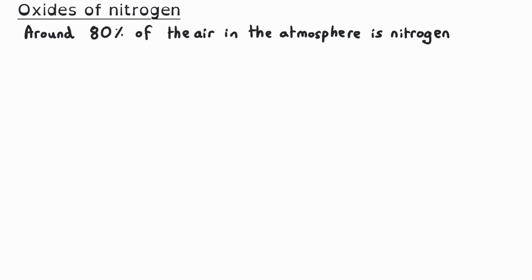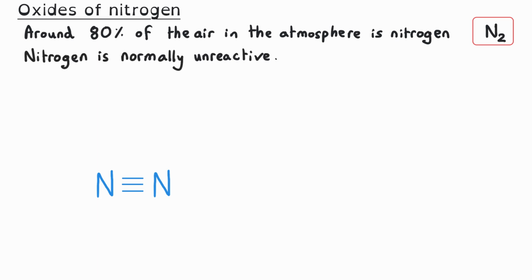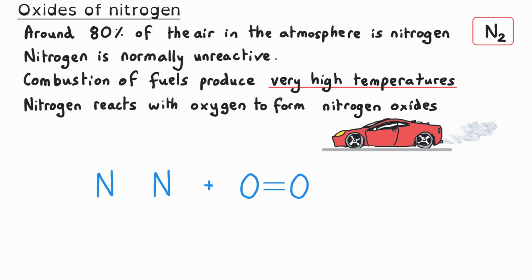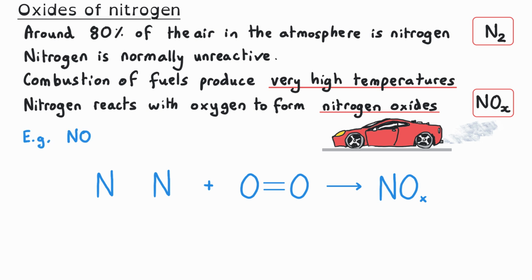Air isn't just oxygen. Around 80% of it is nitrogen, which is a diatomic gas with the formula N2. Under normal conditions, nitrogen is quite unreactive. However, when fuels are burned at very high temperatures, such as inside car engines, the heat energy provides enough energy to break the nitrogen molecules apart, allowing them to react with oxygen. And they produce a group of gases known collectively as nitrogen oxides, and they are given the formula NOx. These gases are collectively referred to as NOx because they include a variety of nitrogen-oxygen compounds, such as nitrogen monoxide, NO, nitrogen dioxide, NO2, and less commonly, compounds like dinitrogen monoxide, N2O.